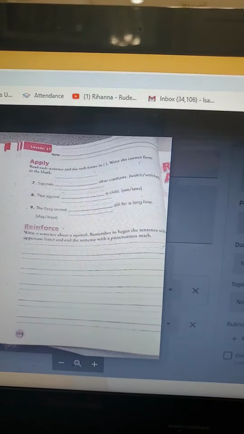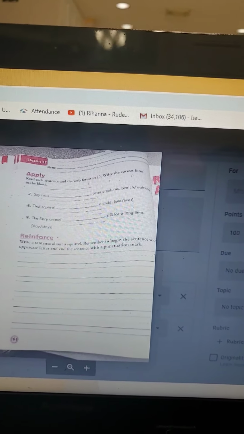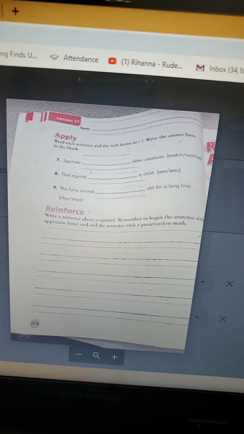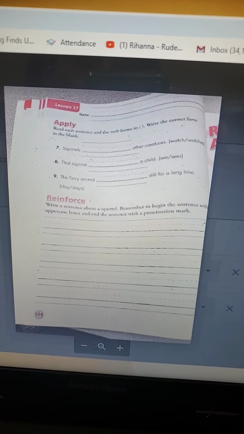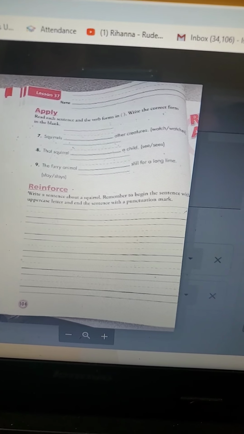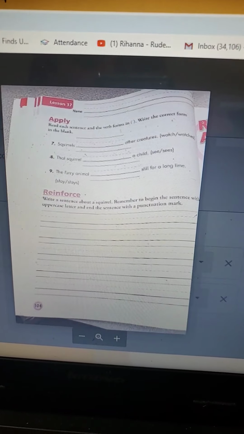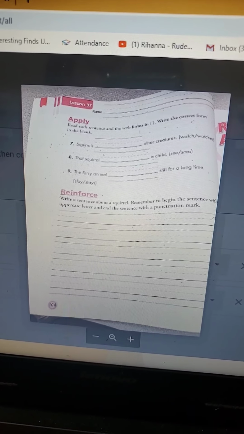And then it says, write a sentence about a squirrel. Remember to begin the sentence with an uppercase letter and end the sentence with a punctuation mark. So that should be pretty easy. Just remember, if the noun doing the action has an S on it, then your verb should not have an S. Okay? All right.